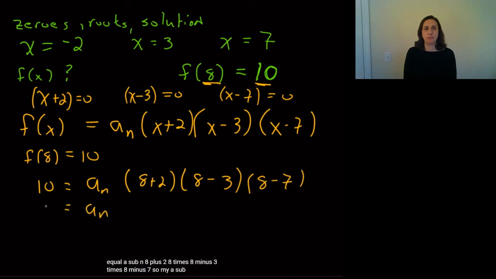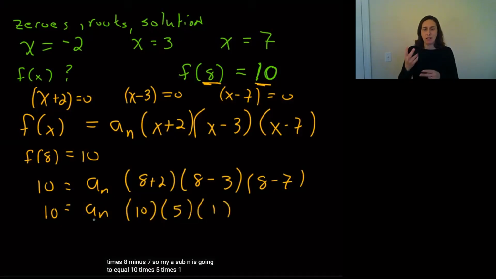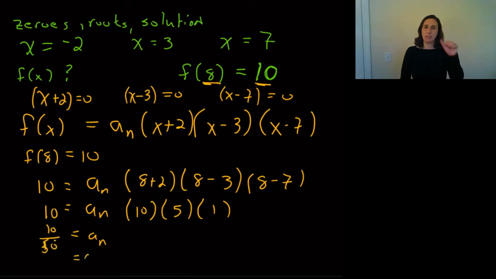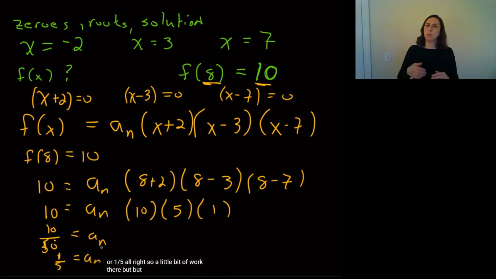So my a sub n is going to equal 10 times 5 times 1, or a sub n is going to equal 10 over 50, or 1/5. All right. So a little bit of work there, but we got this.